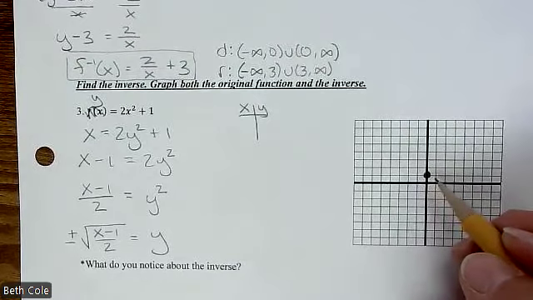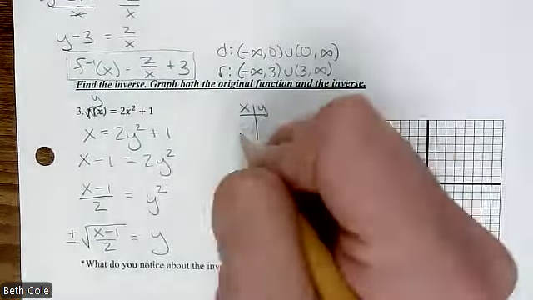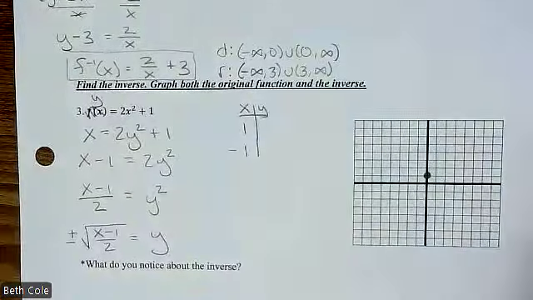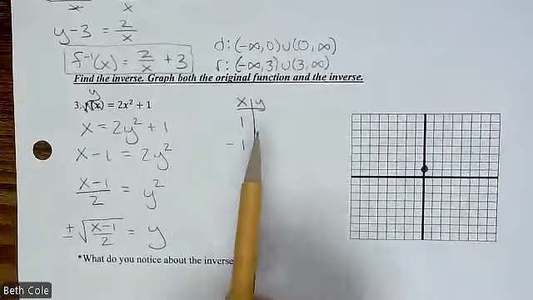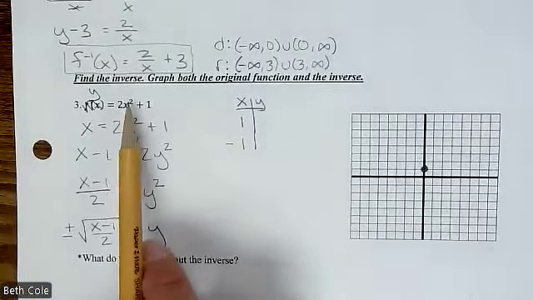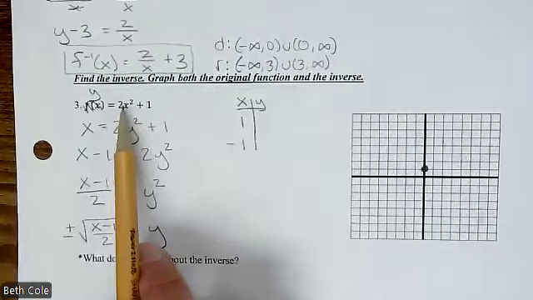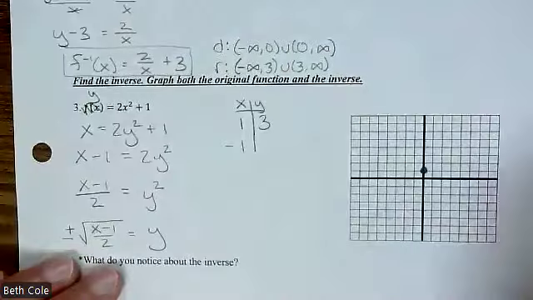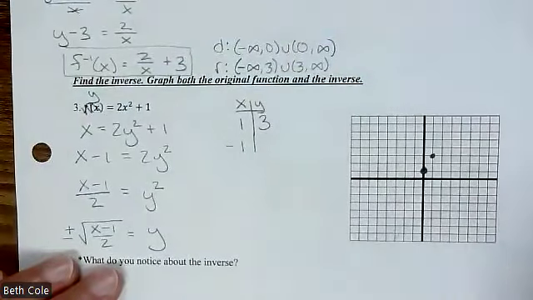Let's pick some other numbers. What do you want to try and plug in? Yeah, 1 would be a good choice, and -1. Don't be complicated about it. Keep it simple, all right? So if we plug in 1 squared, 1 times 2, 2 plus 1, 3. So 1, 3.